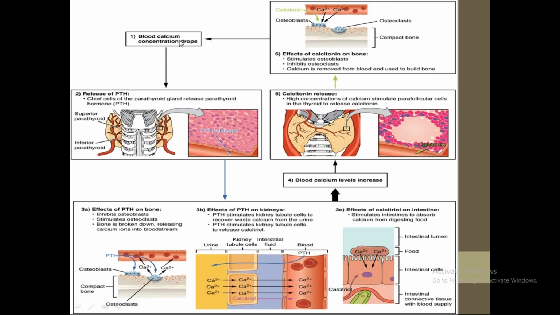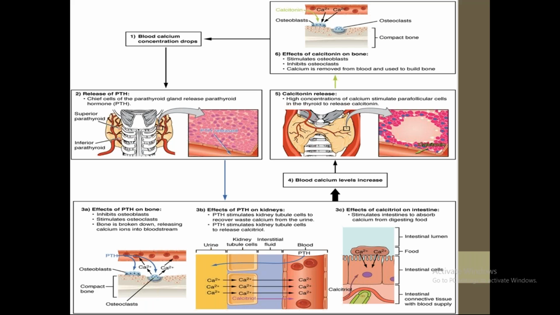Okay, this is also the same brief review. When blood calcium concentration drops, parathormone is released from the chief cells of the parathyroid glands. The effect of parathyroid hormone on bone is that it inhibits osteoblasts and stimulates osteoclasts. Bone is broken down, releasing calcium into the bloodstream. That is one. Second, it stimulates the kidney tubule cells to recover calcium from the urine, and to release calcitriol.